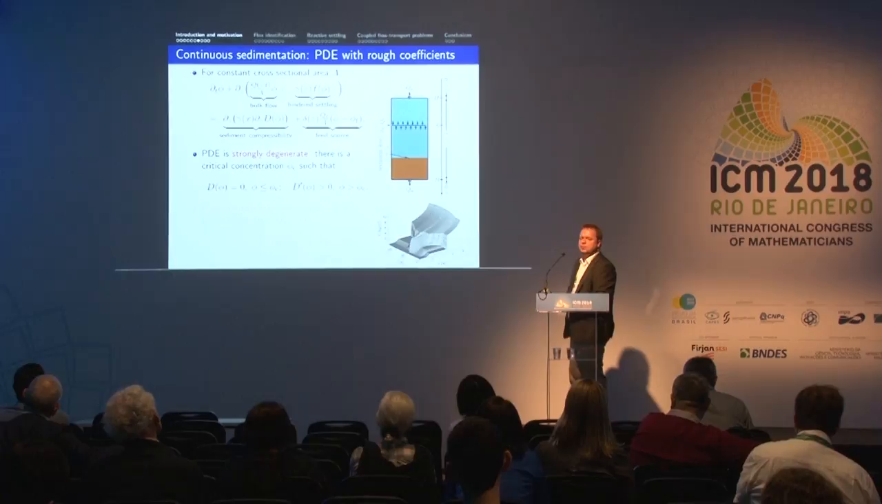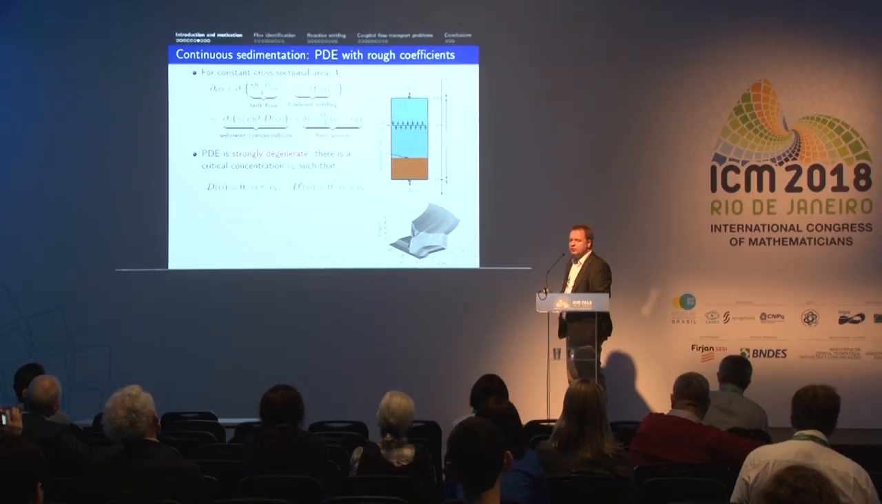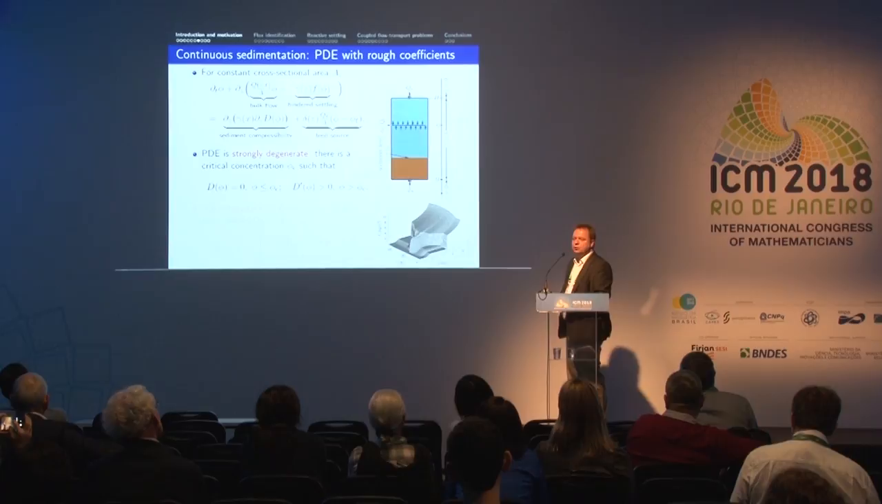One is that the PDE is strongly degenerate due to common assumptions in soil mechanics and other areas. One assumes that effective solid stress is not active whenever the concentration is lower or equal than the critical value. So in this case, this term is turned off, and the equation becomes first order. Of course, it is not known where this type change interface takes place.